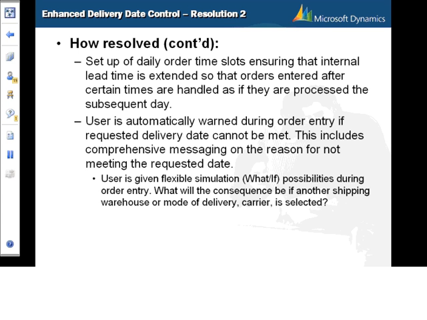If a requested delivery date cannot be met, the user is provided with user-friendly simulation possibilities, helping them find a resolution to the requested delivery date problem. You can also use the delivery date control function together with transfer orders, where it is used to calculate the earliest possible ship and receive dates for the transfer order lines.